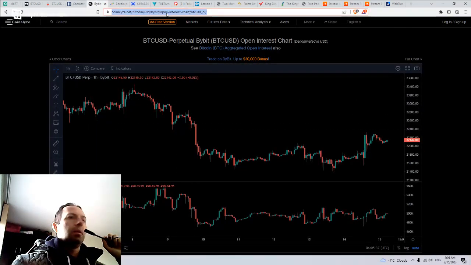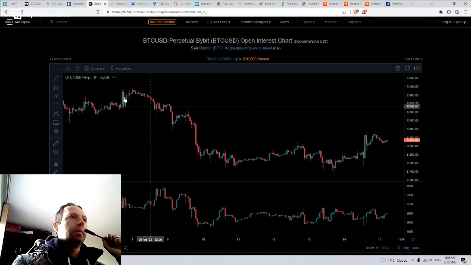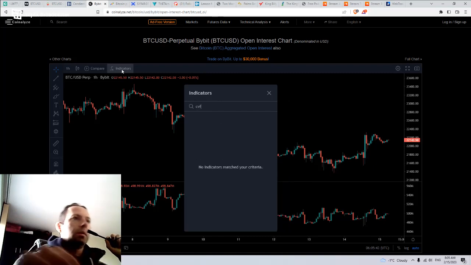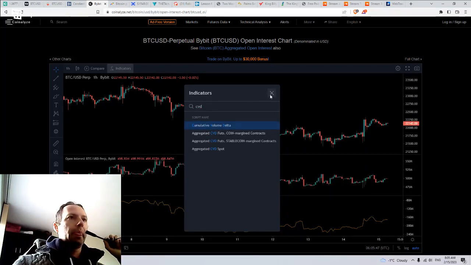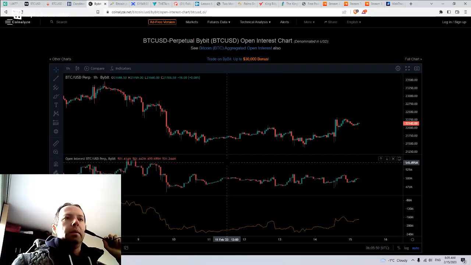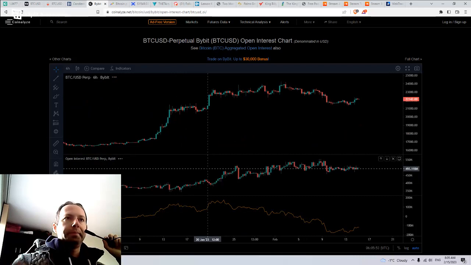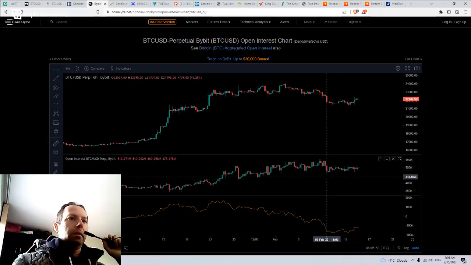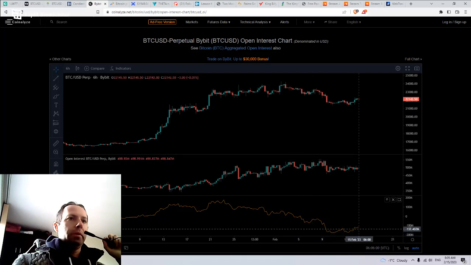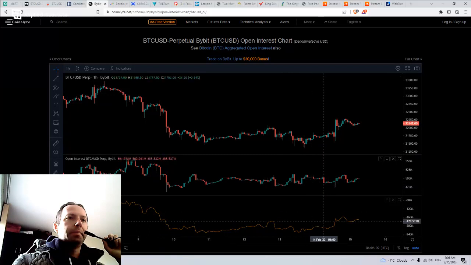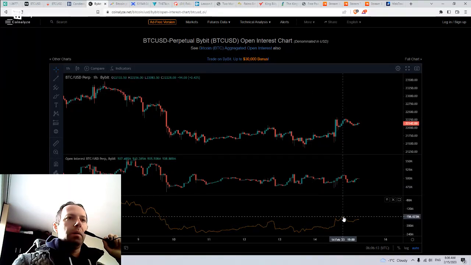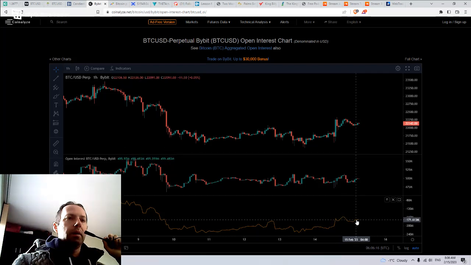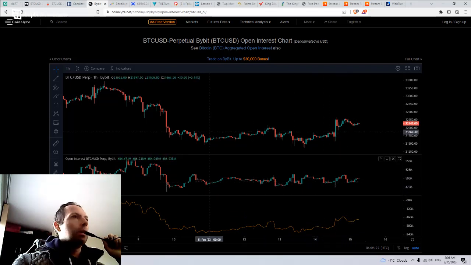Let's see the CVD and the open interest CVD. If I go to the 6 hour, I see some kind of bullish divergence on the CVD. This is bullish. Let's see the 1 hour. The 1 hour looks a little bit like consolidating right now, so it would be tricky to pick this to the upside.